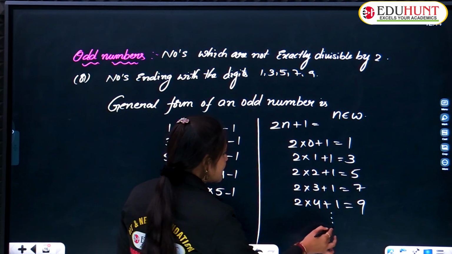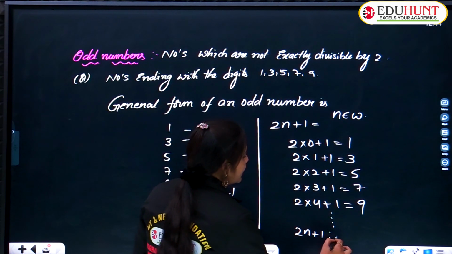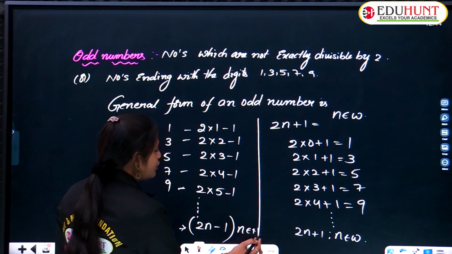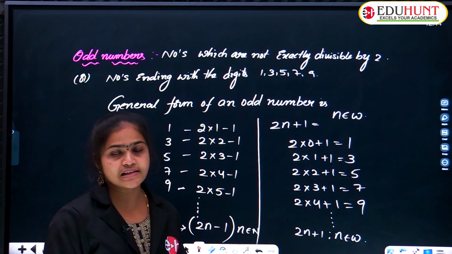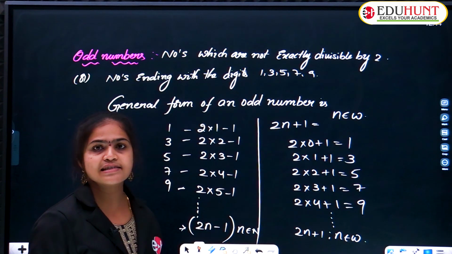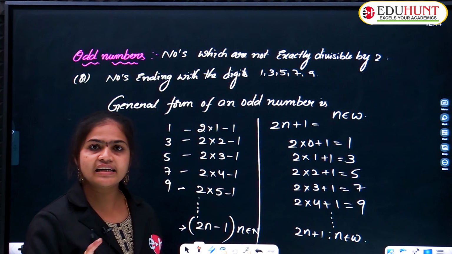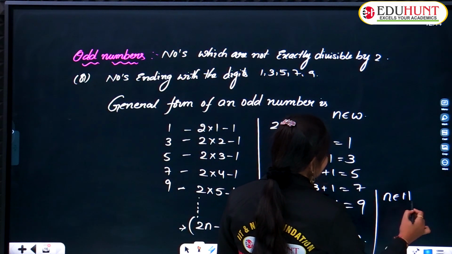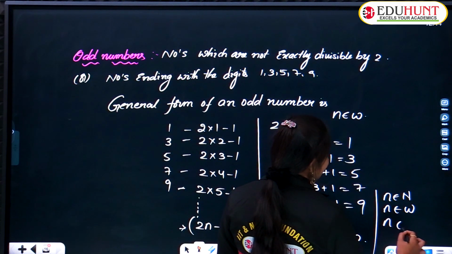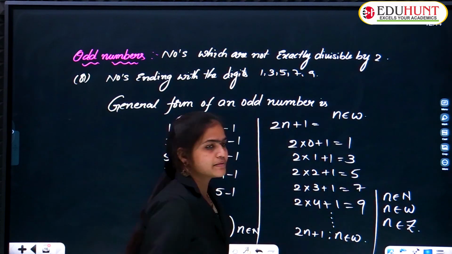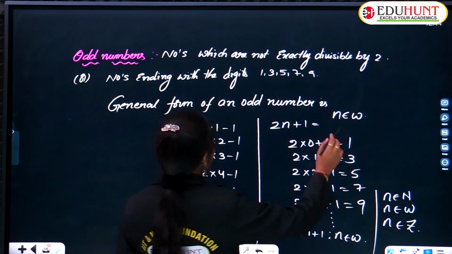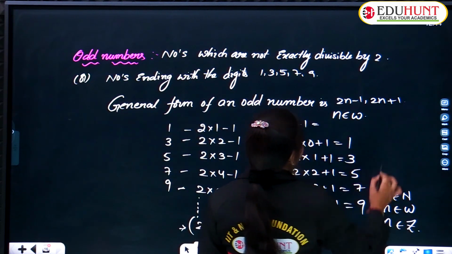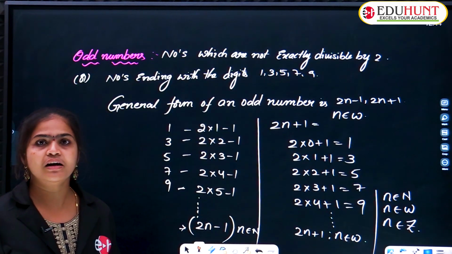Okay. In this case we can say that 2n plus 1, where n belongs to whole numbers. Here n belongs to natural numbers also. We can use natural numbers and whole numbers, and that's why we can take integers also. So n belongs to natural numbers, n belongs to whole numbers, n belongs to integers. Now what is the general form? Here two forms we can write: 2n minus 1 and 2n plus 1. Two general forms there are for odd numbers.